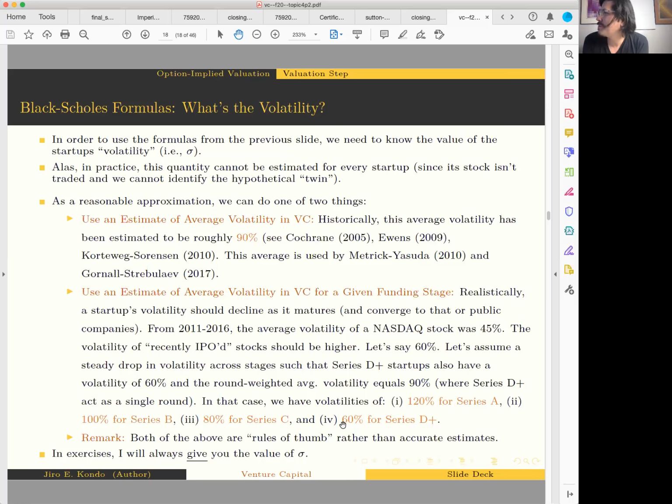By the way, the average volatility of an individual stock on the NASDAQ from 2011 to 2016 was 45%. So it would be difficult to believe that like a Series G would be lower than 45%. So my ballpark of 50 sounds actually semi-legit once I see that, because it should converge to 45%, because that's when you go, you know, NASDAQ, you've gone public.